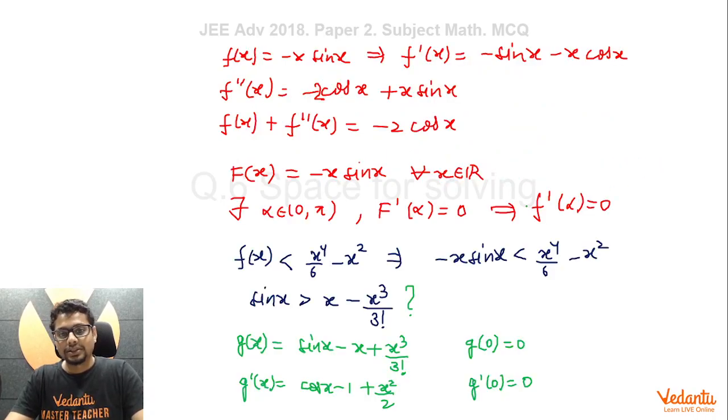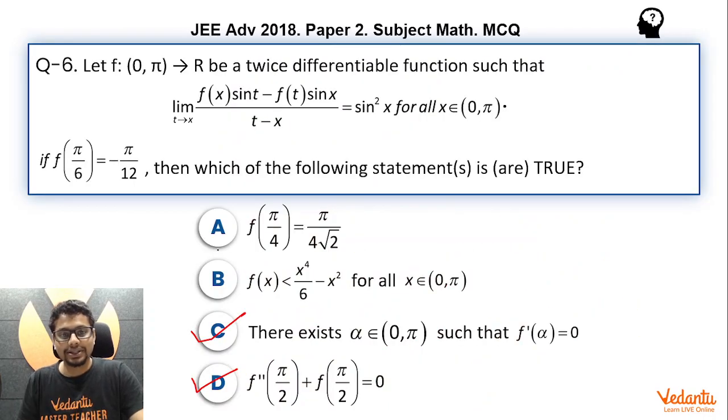Now what is g of x? g of x is essentially sine of x minus x plus x cubed by 3 factorial. So for this to be greater than 0 for every x in this interval 0 open to pi open, that means sin x is greater than x minus x cubed by 3 factorial for every x in this interval 0 open to pi open, which in turn would mean f of x less than x to the power 4 by 6 minus x square for every x in this interval 0 open to pi open. So that means this holds indeed in this interval 0 open to pi open. So that essentially means B is correct too.